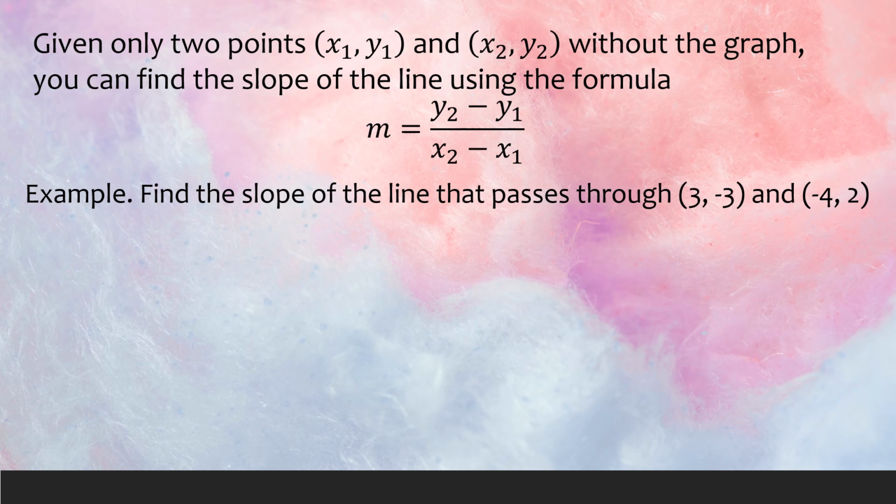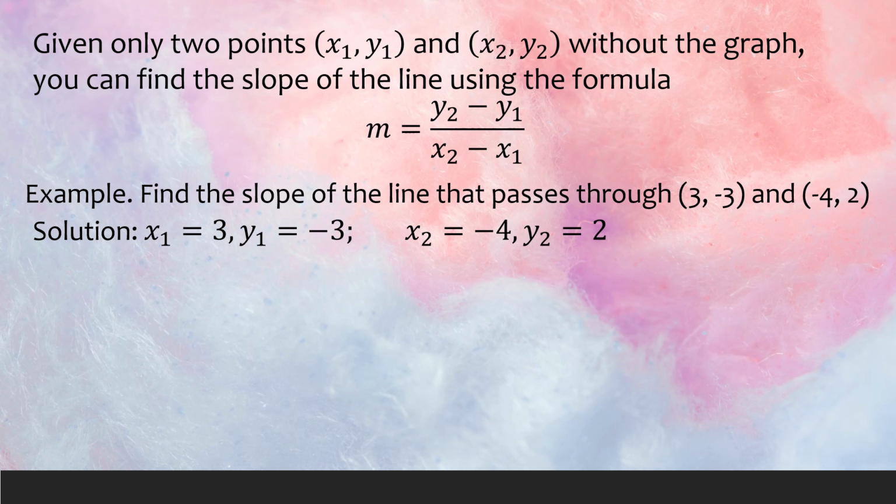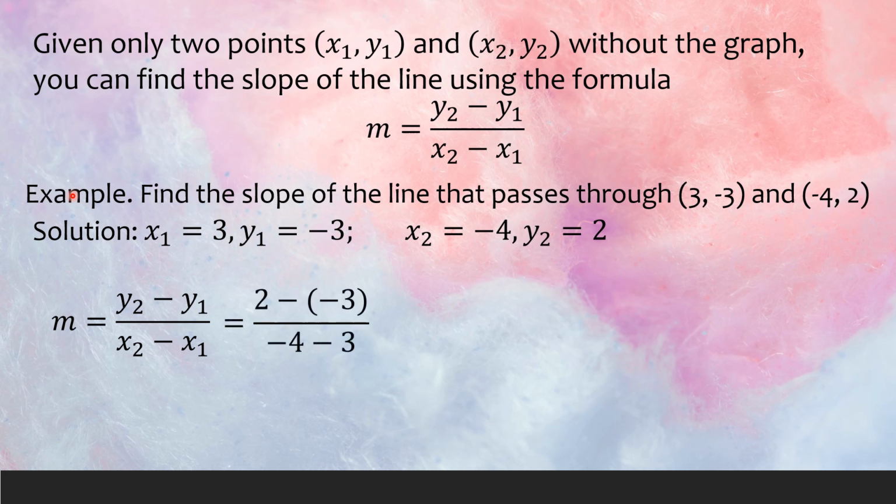Let's have another example. Find the slope of the line that passes through 3, -3, and -4, 2. Solution, x sub 1 is +3, y sub 1 is -3, x sub 2 is equal to -4, and y sub 2 is +2. So again, let us use the formula m is equal to y sub 2 minus y sub 1 over x sub 2 minus x sub 1. So let us now substitute. 2 or the value of y sub 2 is 2 minus -3 over -4 minus 3.